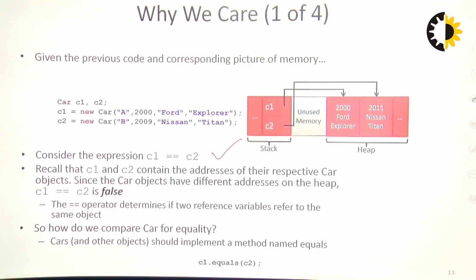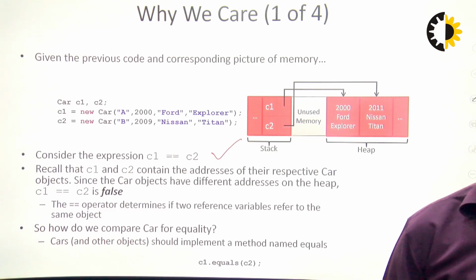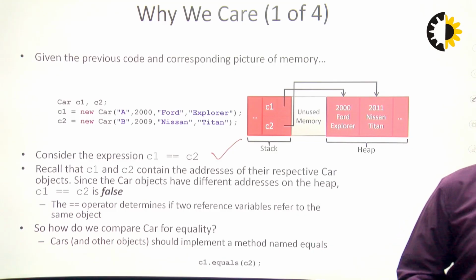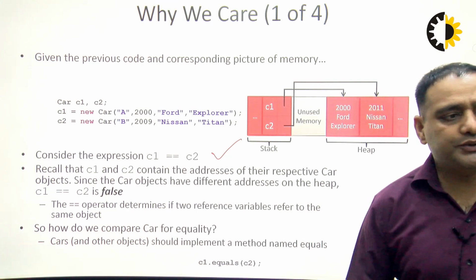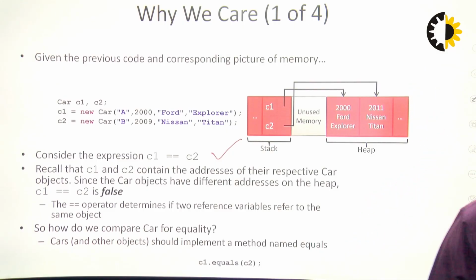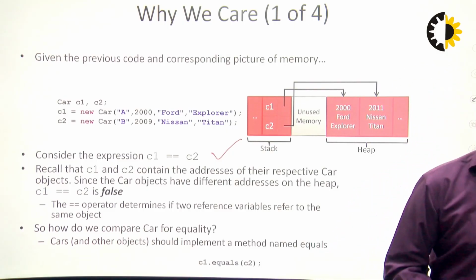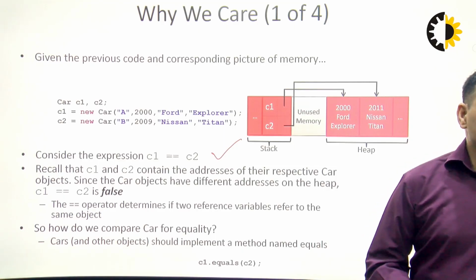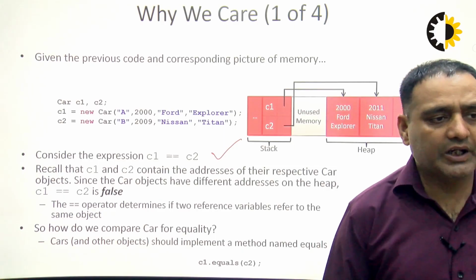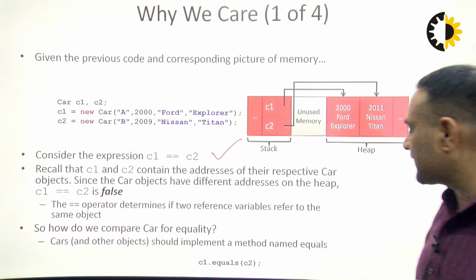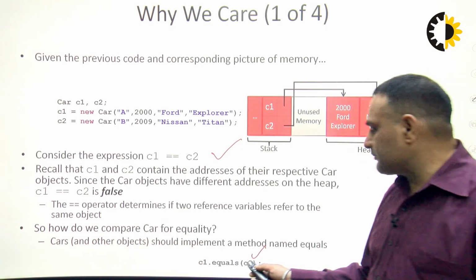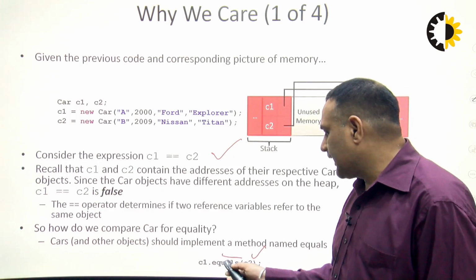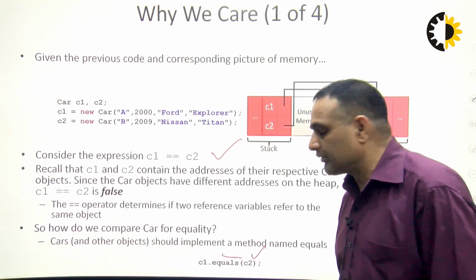So, how do we compare cars for equality? Car means the class, and the objects belong to this class. C1 and C2 should implement a method named equals. So, C1.equals: we are not using C1 == C2, we are using the method known as equals. We pass the object C2 as an argument to this equals method, and this method is called on C1.